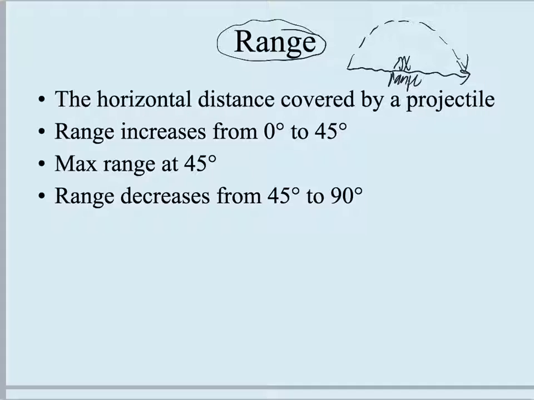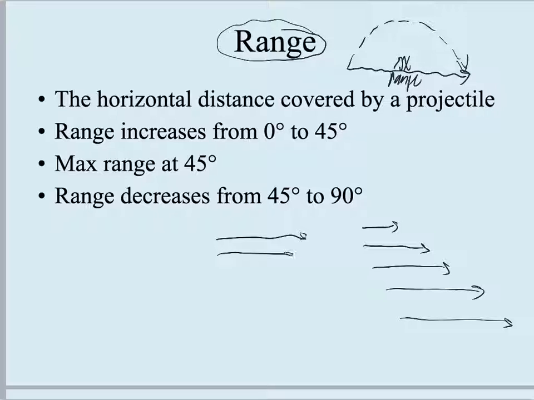So from 0 to 45, range goes higher and higher. So it goes farther and farther horizontally. And then from 45 to 90, it decreases. And of course at 90 it's going straight up and down, so there's no range at all. And then max range is at 45 degrees.